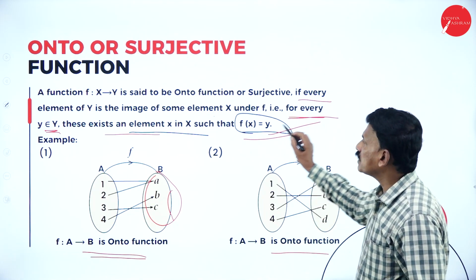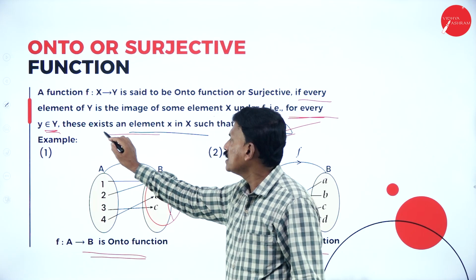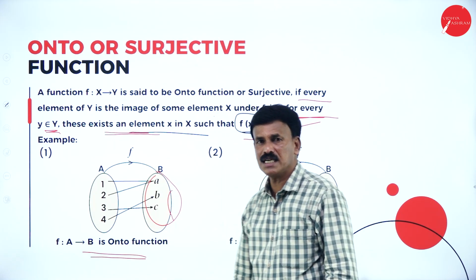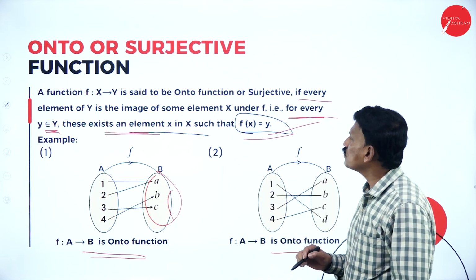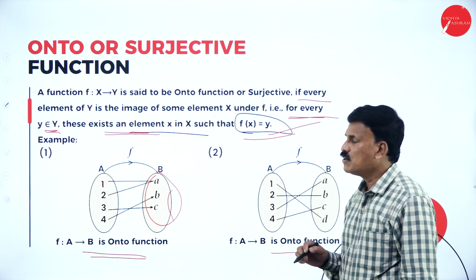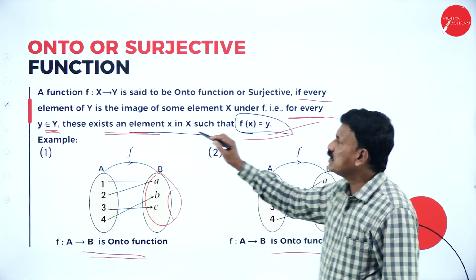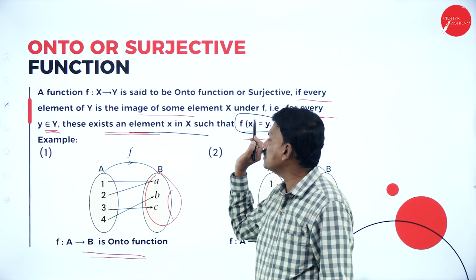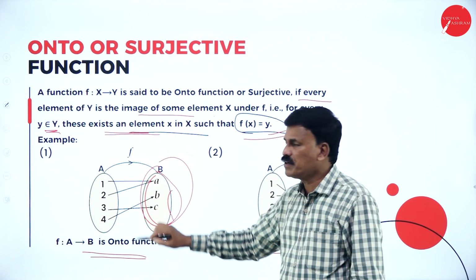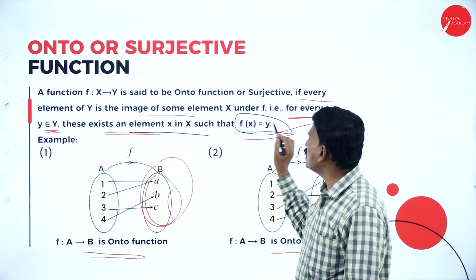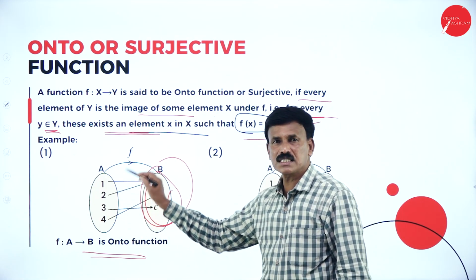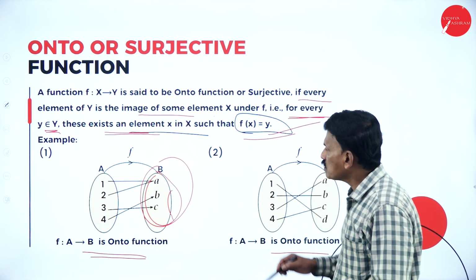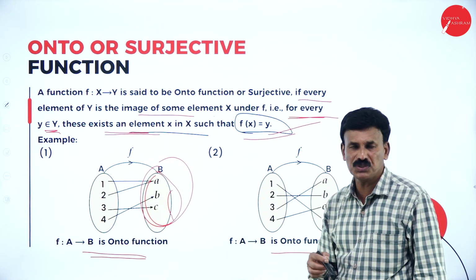So that is, for every y belongs to Y, there exists an element x in X such that f(x) is equal to y. Such a function is called an onto function. That means every element of Y is an image of some element. Every element of Y must be an image of some element x under f. That's it. That means all the elements of B must be used.